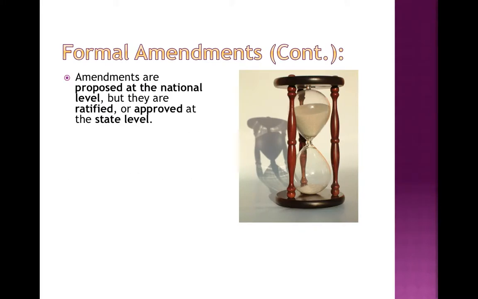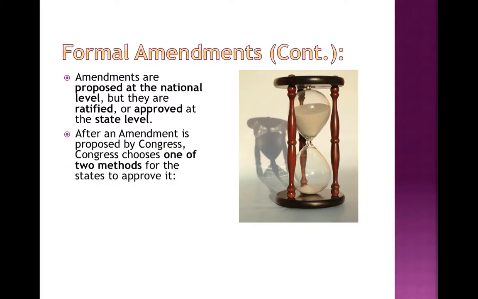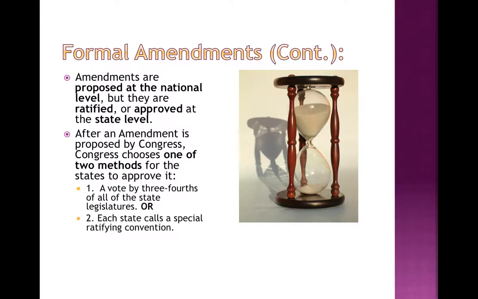Amendments are proposed at the national level, but they are ratified or approved at the state level. After an amendment is proposed by Congress, by one of the two methods, Congress chooses one of the two following methods for the states to approve it. One is a vote by 3/4 of all the state legislatures, or each state calls a special ratifying convention.